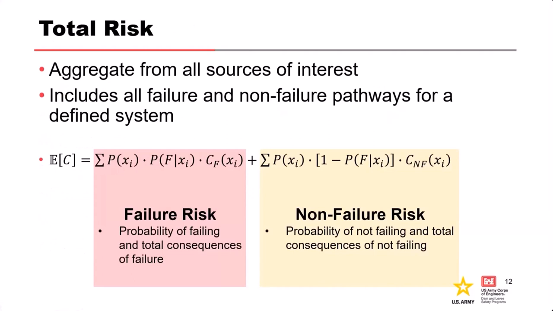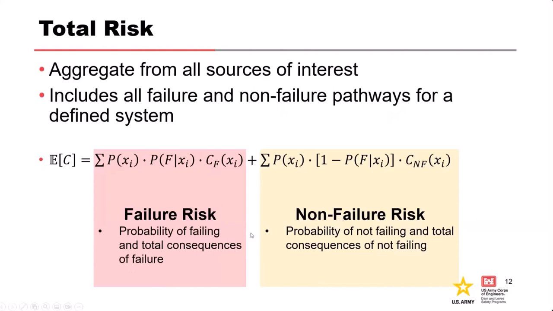Some key concepts here in terms of the risk equation. So this is the same types of risk, showing you how they're mathematically obtained. So total risk is from all the sources of interest. In this case, we're talking about either failure or non-failure of the dam or levee. So failure risk is probability of failure, and this consequence term is the total consequences of failure.